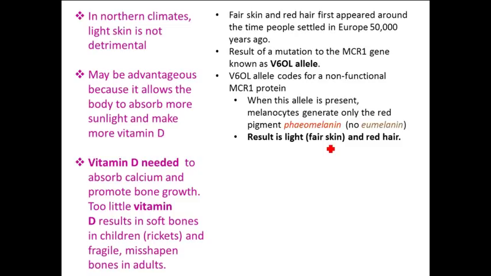Okay, so to make vitamin D, your skin has to be in the sun. And vitamin D is needed in order to absorb calcium. So you can consume as much calcium as you want, but if you don't have vitamin D to help your body absorb it, then you won't get the calcium. And calcium promotes bone growth, right? Because our bones have calcium in them. So if you don't get enough vitamin D, then you get rickets, which is soft bones. So the bones don't develop properly in the children, and then that ends up with fragile, misshapen bones in adults.